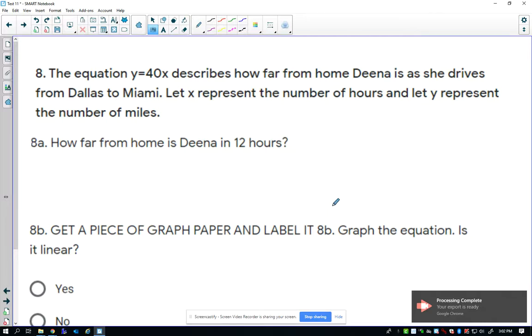The equation y equals 40x describes how far from home Deanna is as she drives from Dallas to Miami. Let x represent the number of hours and y represent the number of miles. How far from home is Deanna in 12 hours?